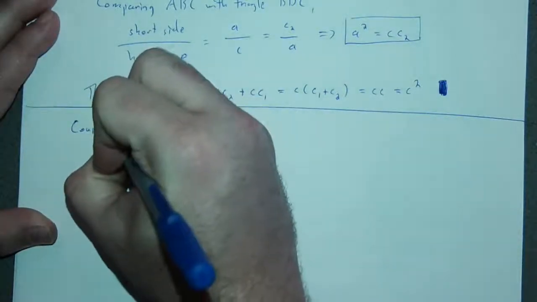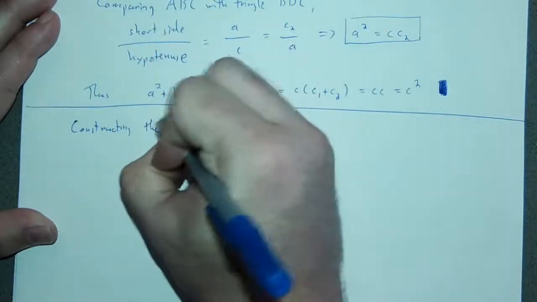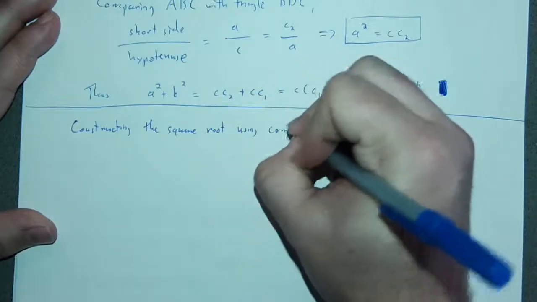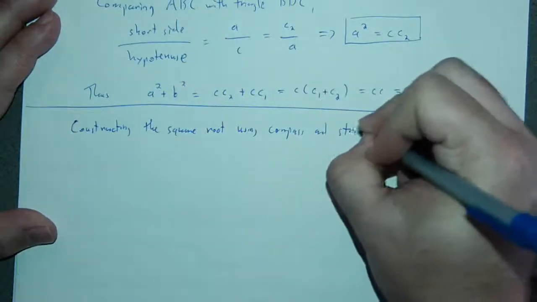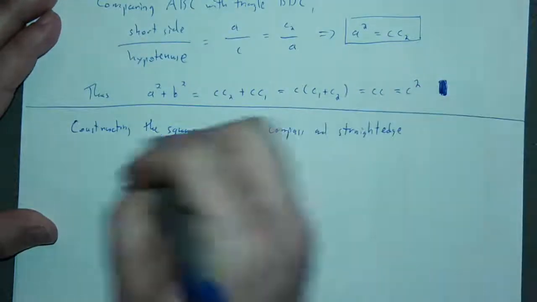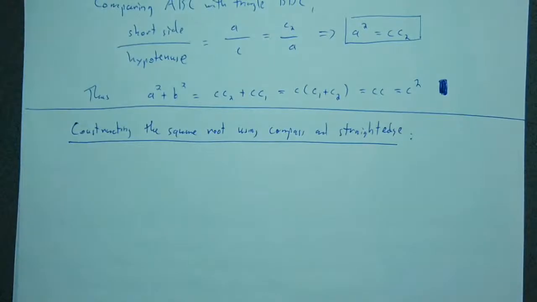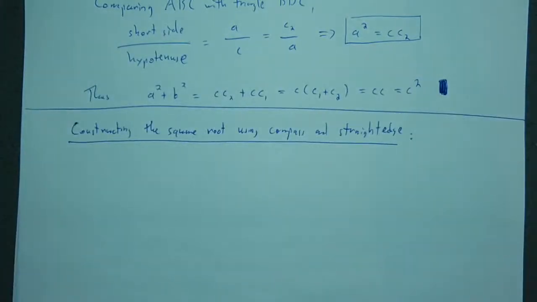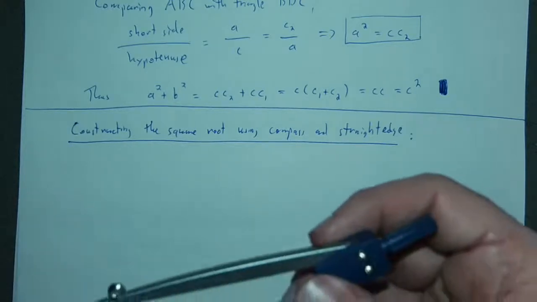Now, constructing the square root using compass and straight edge. Now, how to do this? I'm going to revisit this picture. Maybe I should draw another one. So I'm going to cheat and do it backwards. I'm actually going to fix my radius first, just to make this look nice.